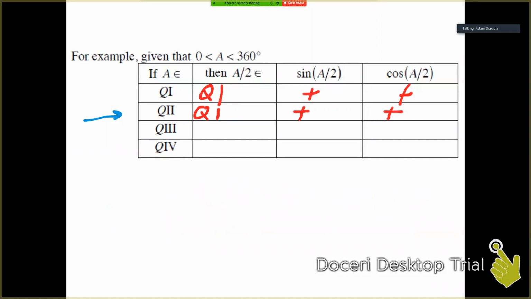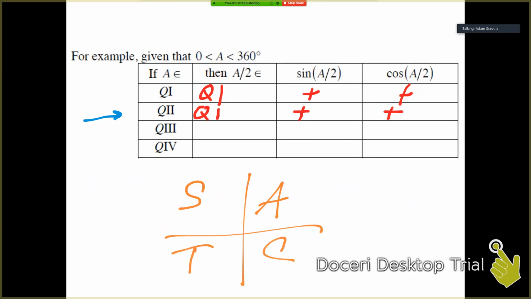All right, that's what this ASTC thing shows you. In quadrant 1, all trig functions are positive. In quadrant 2, if you have an angle, the sine of that angle is positive, cosine and tan are negative. Tan is positive in quadrant 3, cosine is positive in quadrant 4. The other trig functions are negative. And the reciprocals go together. So if sine is positive in quadrant 2, so is cosecant. But secant, cotangent, tangent, and cosine would all be negative.